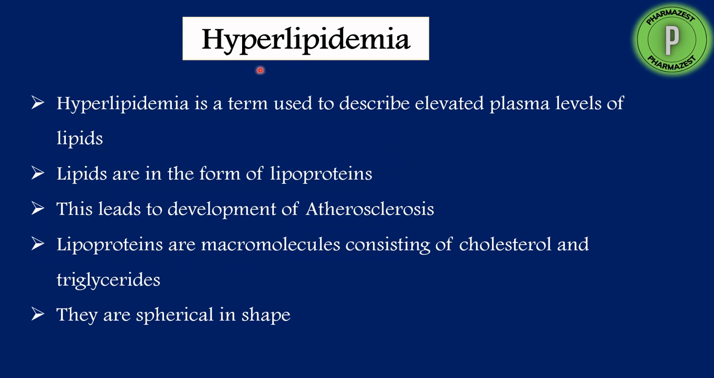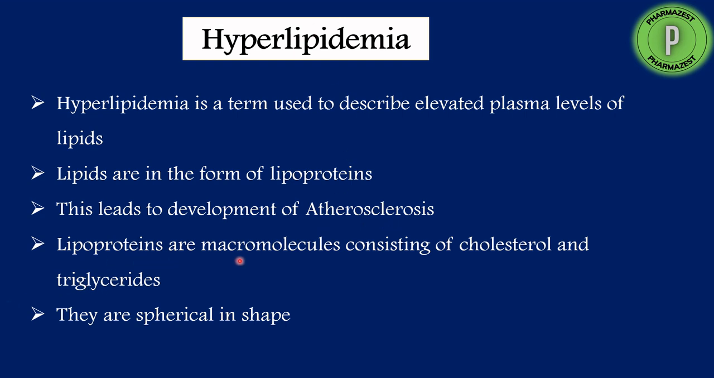So now let's see the definition of hyperlipidemia. It is a term used to describe elevated, that means increased, plasma levels of lipids in the body. So lipids are in the form of lipoproteins, and this accumulation of lipids or lipoproteins leads to the development of atherosclerosis. Atherosclerosis is a severe fatal disorder which leads to death of the patient. So that is why we have to study this hyperlipidemia and how to reduce it, or what are the different drugs used to treat it.